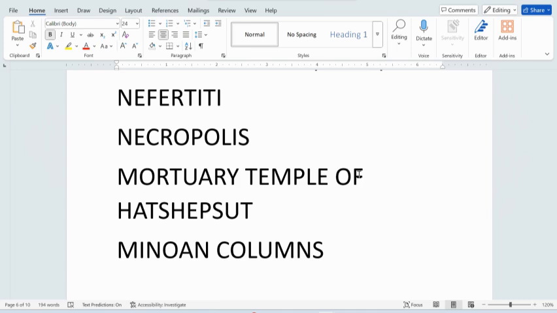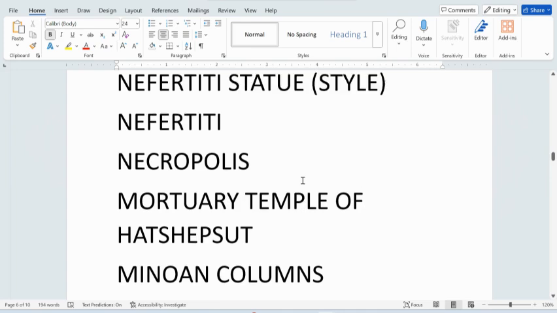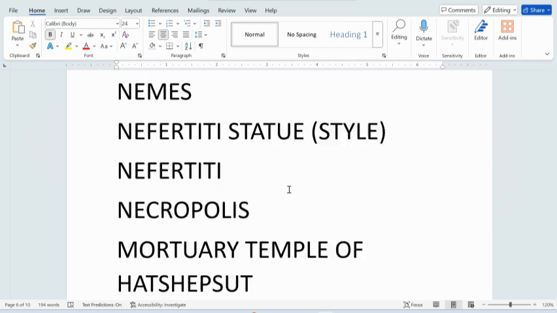Nefertiti was the queen to Akhenaten. Her name pops up on the test. And also, I'm going to show you a picture of the Nefertiti statue. And I want you to know the style of that. Nemes is on the test. That's that cobra-like hat that they wore.